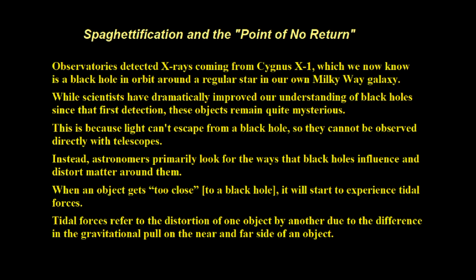Instead, astronomers primarily look for the ways that black holes influence and distort matter around them. In other words, they're going to prove the black hole indirectly. They look at the visible stuff and they say, oh, it was caused by a black hole, meaning by mass, meaning by an unseen elephant that left his weight behind. That's more or less what they're saying.